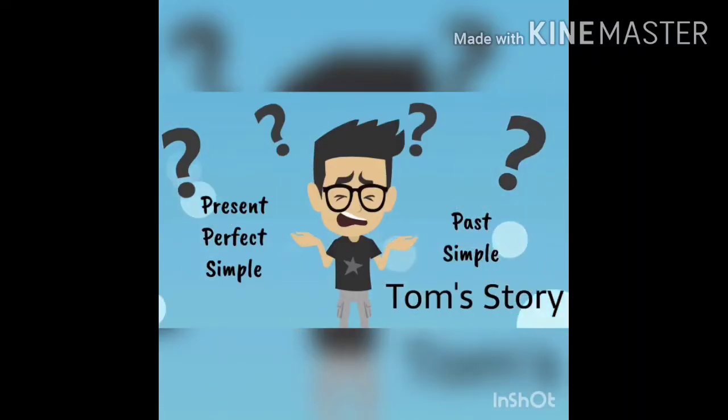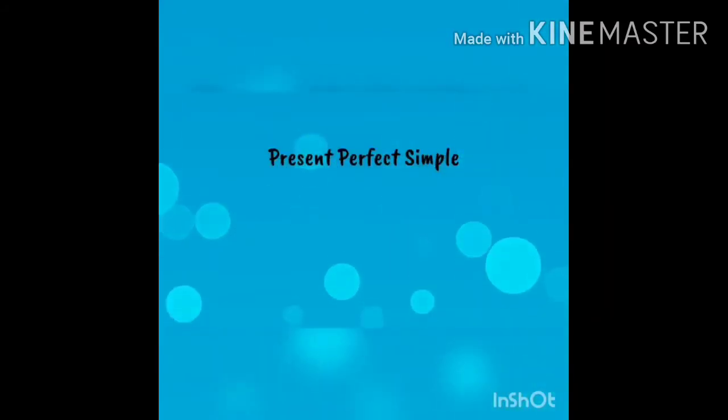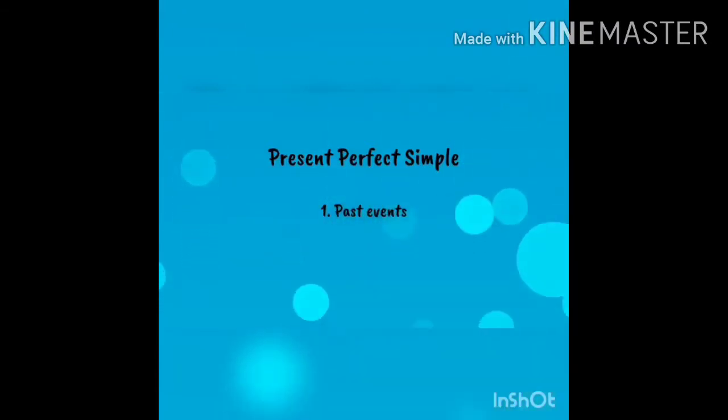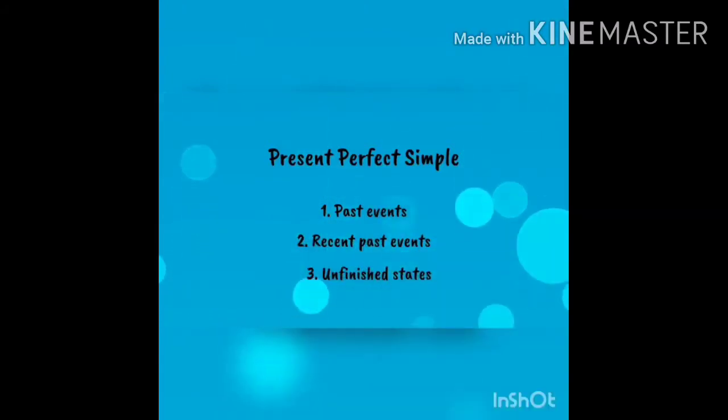once you understand their differences. Let's take a look at the present perfect simple first. The present perfect simple has three functions. We use it to talk about past events, recent past events, and unfinished states.